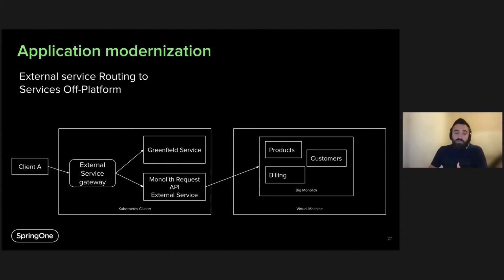It is the same pattern that we saw before, but now just moving things off the VM, off the platform to the new platform, right? So again, this is another way that you can modernize stuff, just having one gateway that's going to help us rerouting things over here to there.